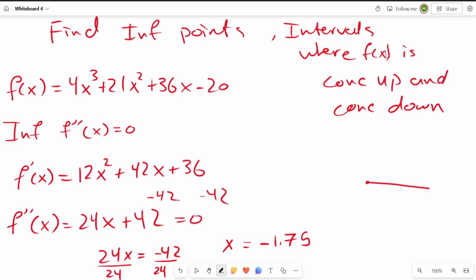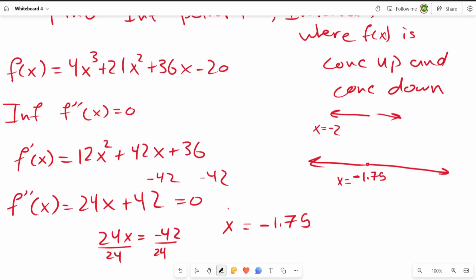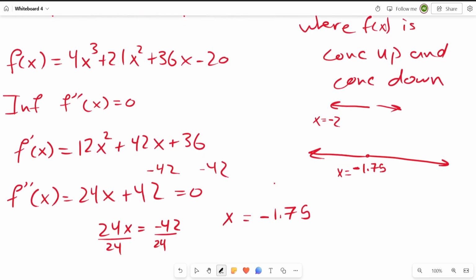So let's draw a number line, indicating this point in the middle, x equals negative 1.75. And let's test the answers to the left of this point and to the right of this point. So to the left, we can take any value. Let's say x equals negative 2. And let's test it in our second derivative to see if the second derivative is going to be a negative value or a positive value.